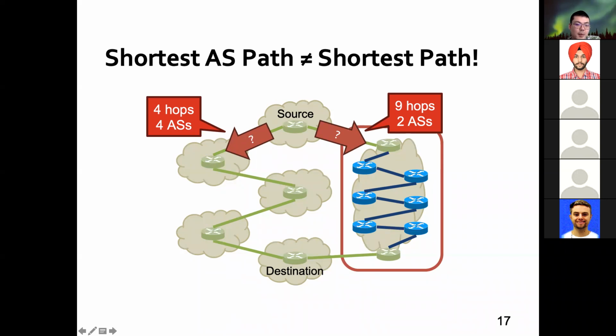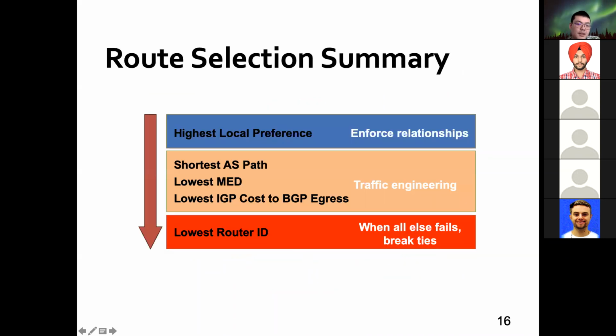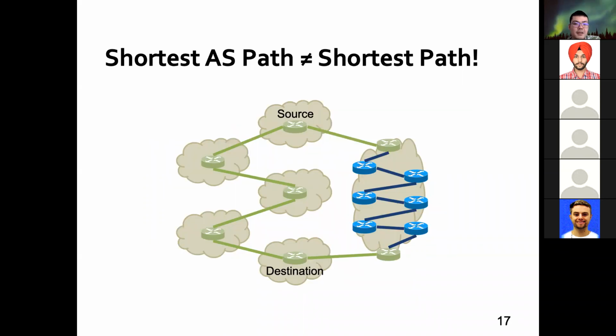Maybe all these are border gateway routers, and these are interior routers. But actually, we will take the right path. The reason is that it's the shortest AS path, not the shortest path. Keep that in mind. You will find an example in the exam with some interior routers and some external routers, and you need to be aware of the difference.